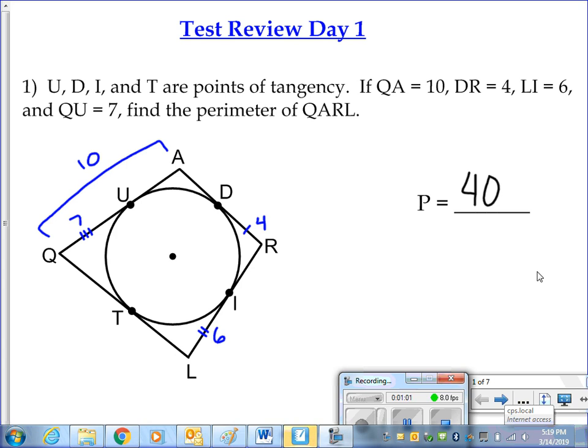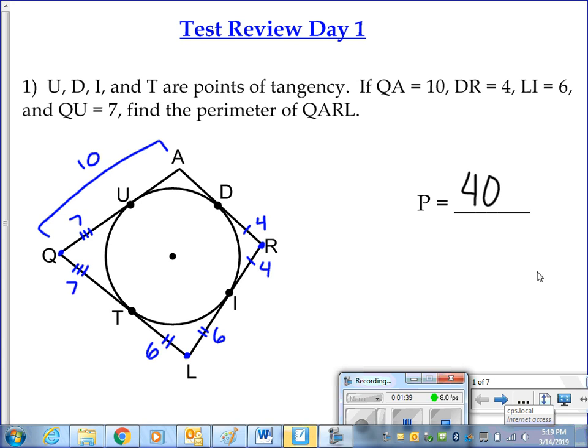Okay, so since these are all tangent segments, we can use that rule that we learned on Friday or Thursday night about tangent segments. And that says that if you have tangent segments that share an external point, those tangent segments are going to be the same. So around angle R, both of these segments are going to be 4. Same idea around angle L. Both of these segments will be 6. And then same with around angle Q. Both of these are going to be 7.